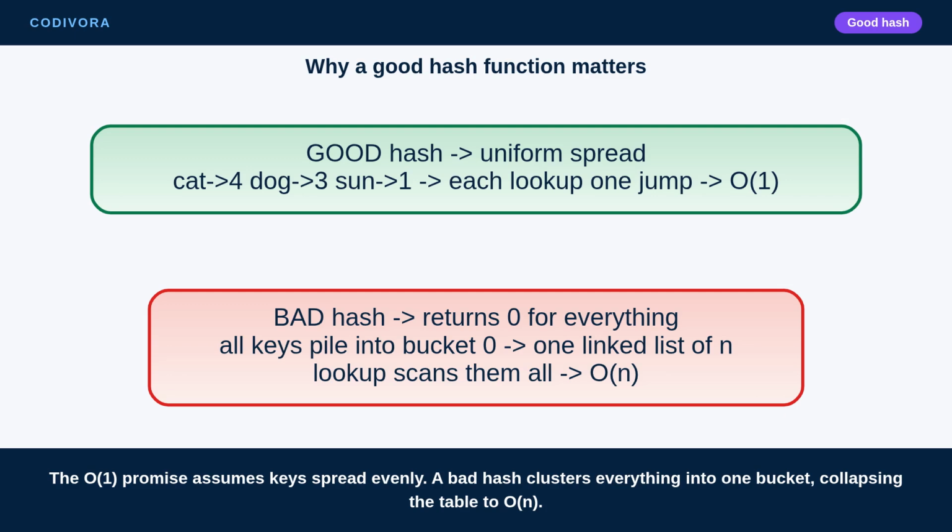A good hash scatters cat, dog, and son into different buckets, so every lookup is one jump. A bad hash, say one that returns 0 for every key, dumps everything into bucket 0. Now the table is really just one long linked list, and lookup has to scan all n items. It's a coat check where every ticket says slot 0. The attendant is back to rummaging. A hash is only as good as its spread.